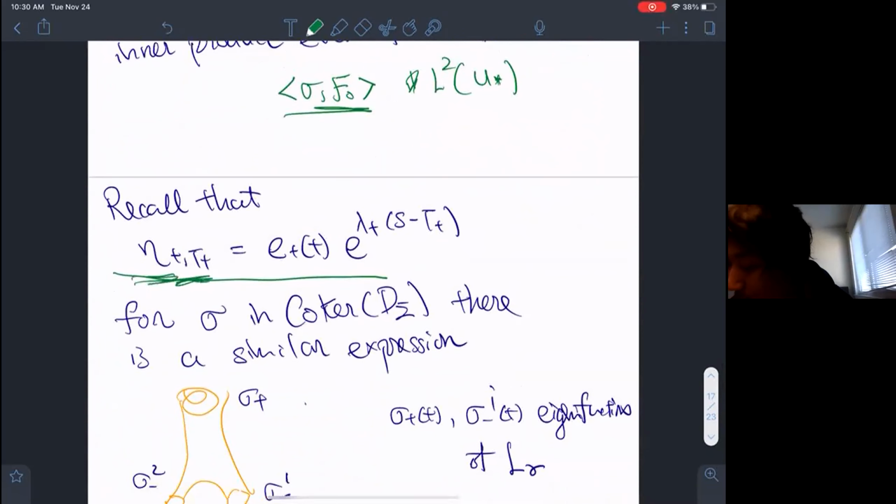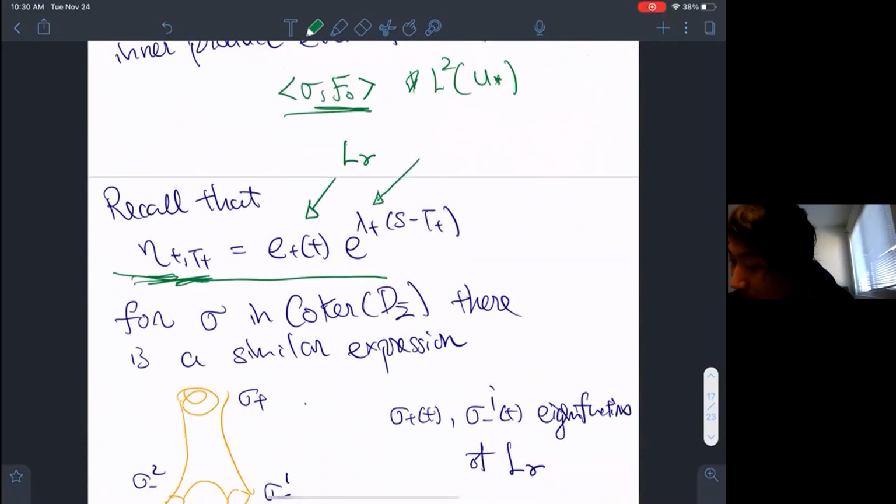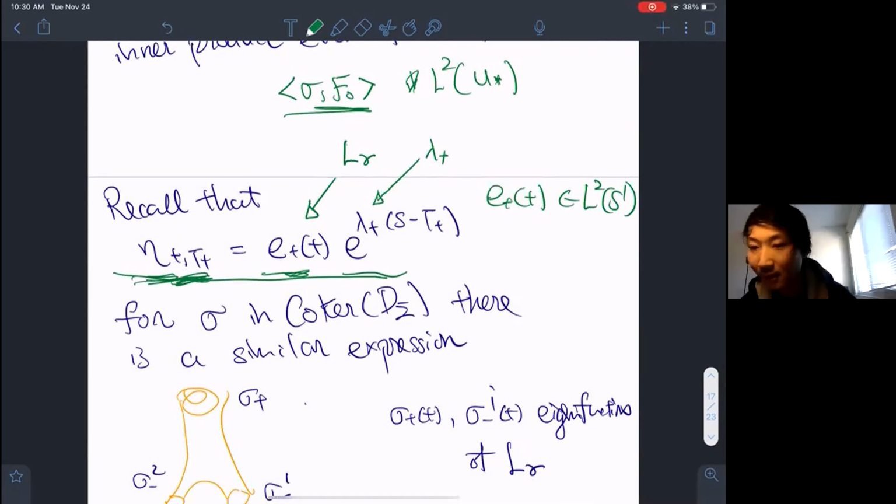So eta plus, I remind you, is some e plus t, that is some eigenfunction of the asymptotic operator associated to the Reeb orbit, corresponding to this eigenvalue lambda plus. So e2 plus e plus t is some function on S1, and then it decays as s goes to minus infinity. Okay, that's what we said eta looks like.